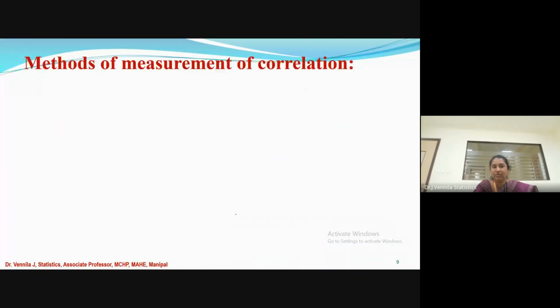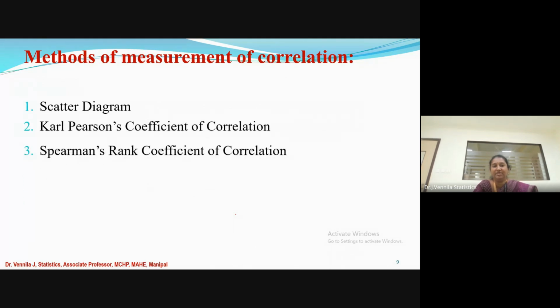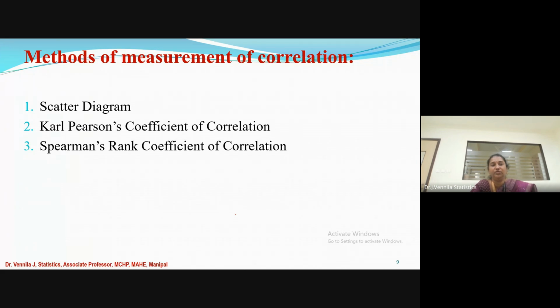The next one is measures. What measures are there? How can we calculate the correlation? Totally we have three methods for calculating the correlation. One is the scatter diagram, the second is Pearson, and the third is rank correlation.